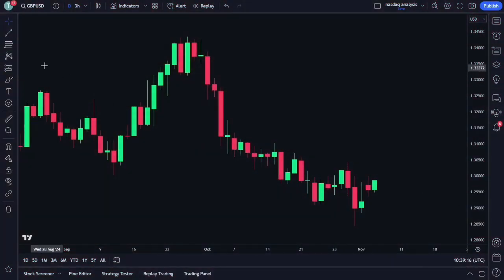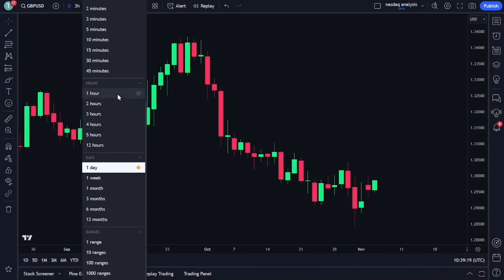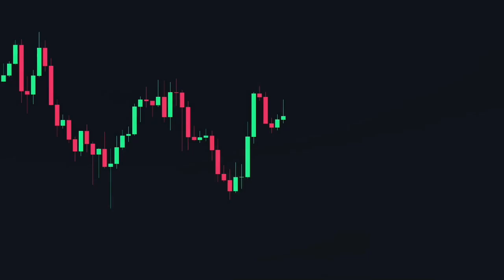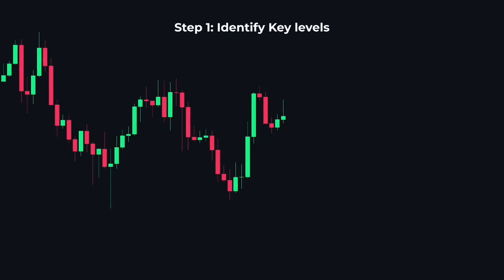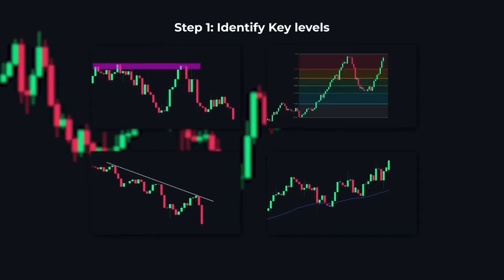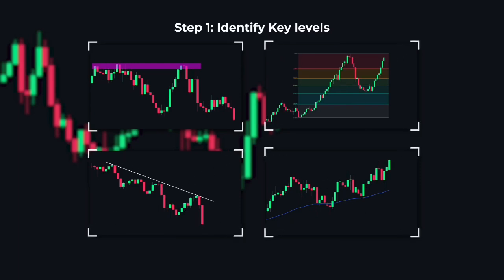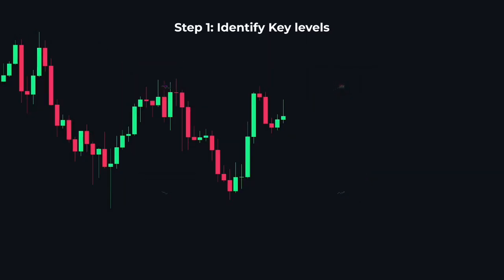To start, you'll want to prioritize higher time frames. Any time frame at or above the 1-hour chart is better. This is because candlestick patterns are generally much less effective on lower time frames. So, the first step of the strategy is to identify a key level on a chart. There are many types of key levels, like support and resistance, dynamic key levels, trend lines, Fibonacci levels, and more. I won't discuss all of them in this video because it would take too long, but to keep things simple for this tutorial, we can start by finding support and resistance levels or trend lines.